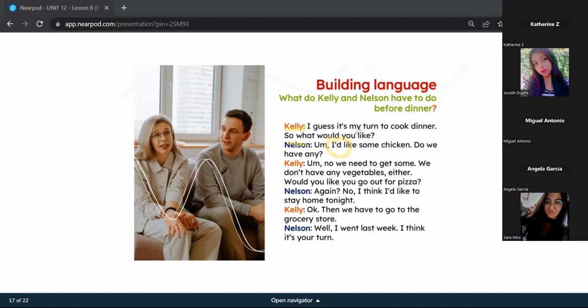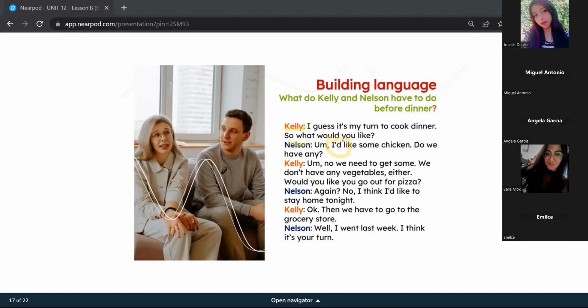So cuando se topen con esta palabra I y la letra D, ¿verdad? Vamos a pronunciarlo como I'd like some chicken, okay? Because you probably are going to find it in other ways, in other exercises. So if you find it, that's how you pronounce it. I'd, and then the other word. Okay, so Catherine, go ahead, you start.